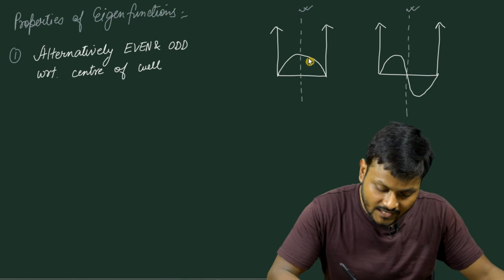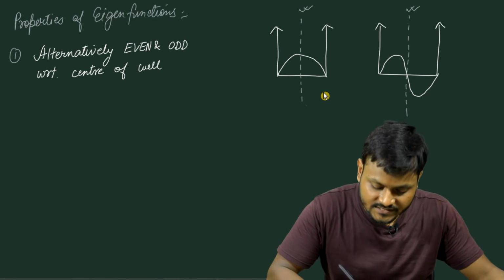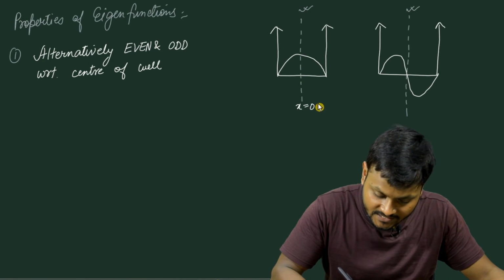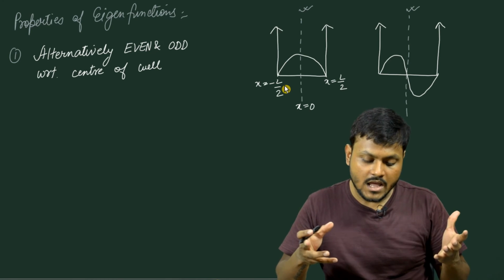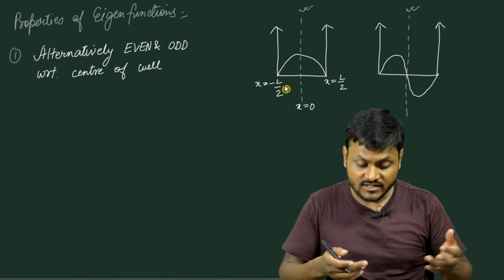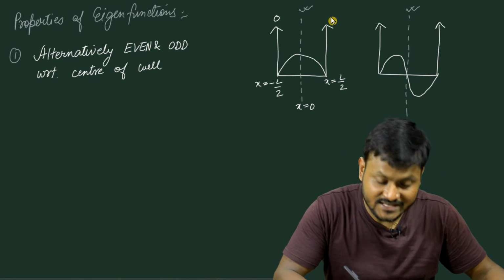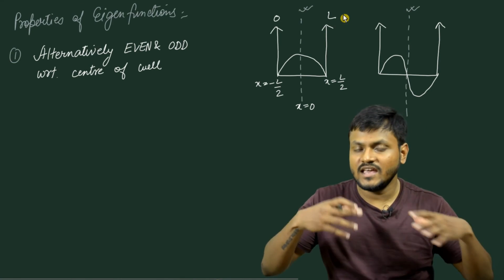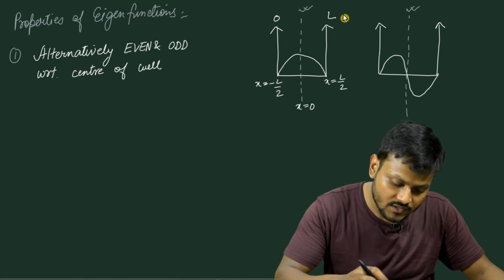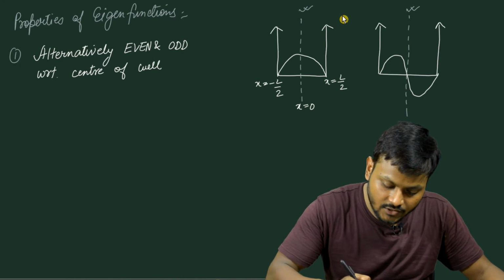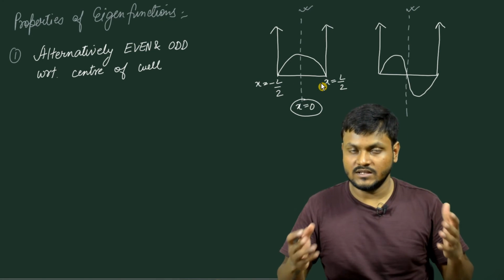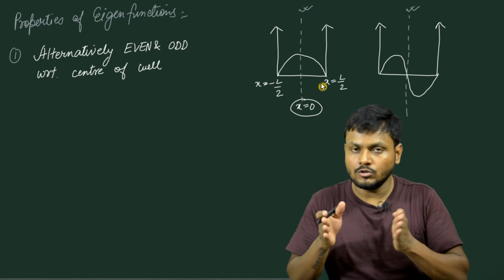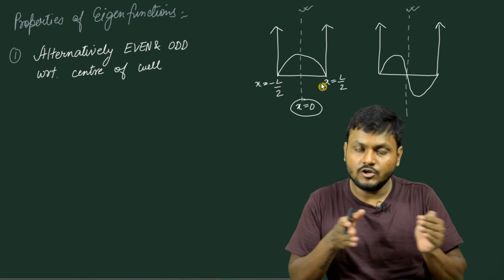If this axis was the center, let's suppose this was x equal to 0, this was x equal to L/2, and this was x equal to minus L/2. Although we did not perform our calculations with this, we took this as 0 and this as L. However, you can do the same calculations taking the center of the well as x equal to 0 and plus L/2 and minus L/2 as the boundary. So the problem is exactly the same, although we have just taken the boundary to be at a different location.